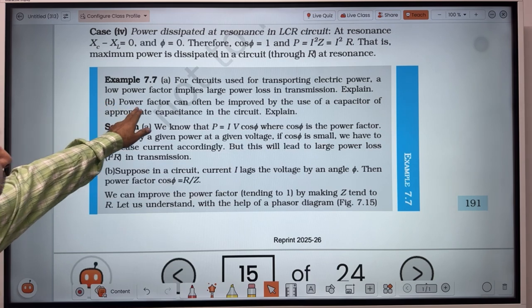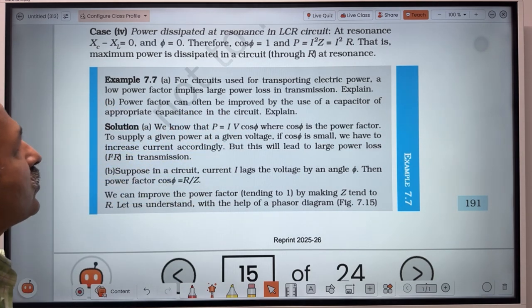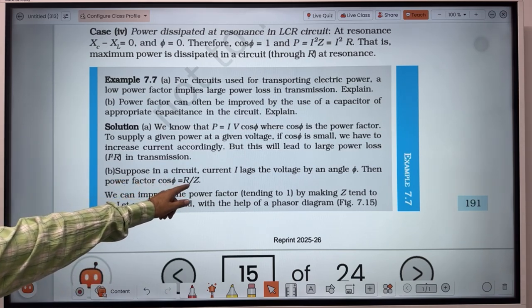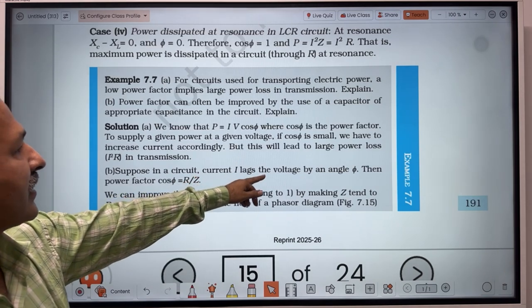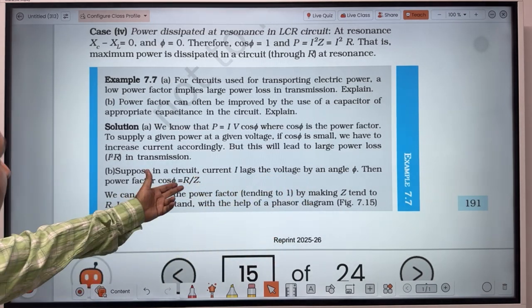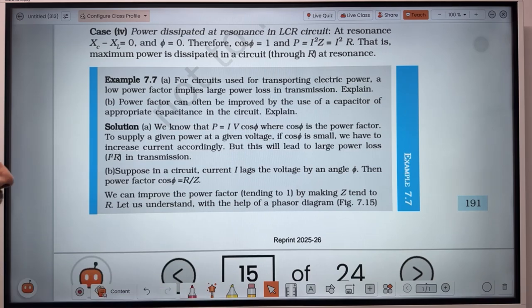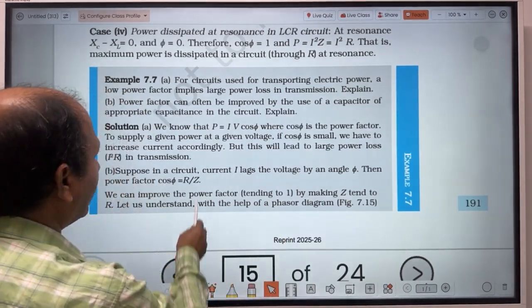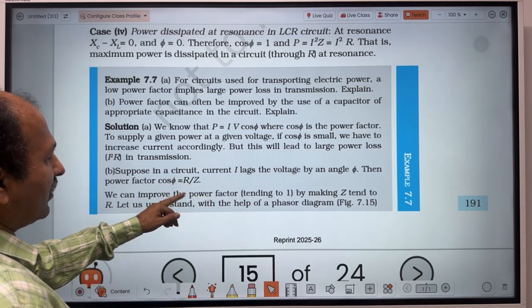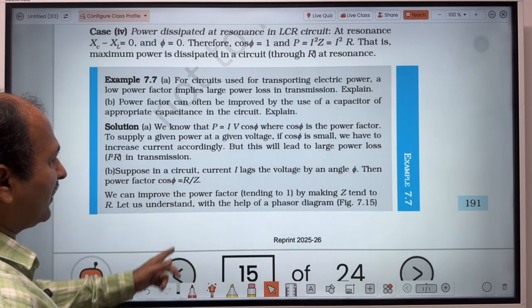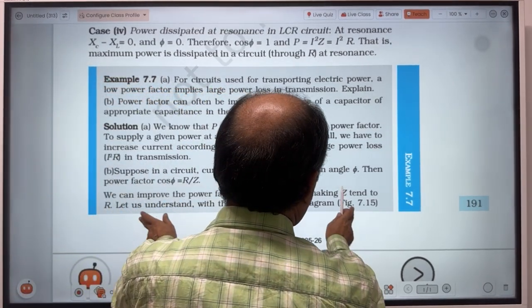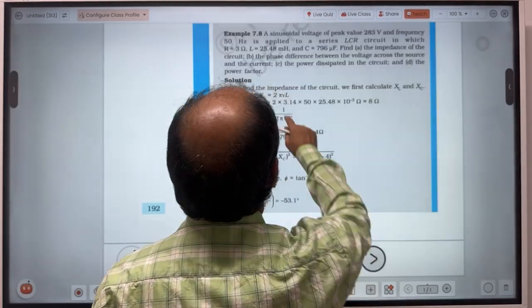Now, the second point is, power factor can often be improved by the use of a capacitor of appropriate capacitance in the circuit. Explain. So we know cos phi equal to R upon Z, and current I lags the voltage by an angle phi. Then we can improve the power factor, tending to 1, by making Z tend to R. If Z is tending to R, this value will be approximately 1. So let us understand with the help of a phasor diagram.